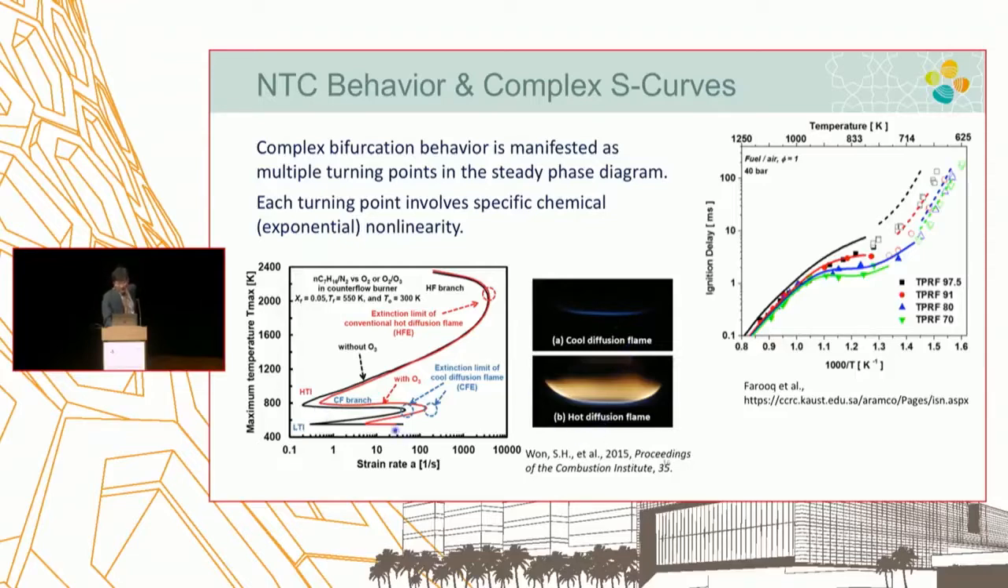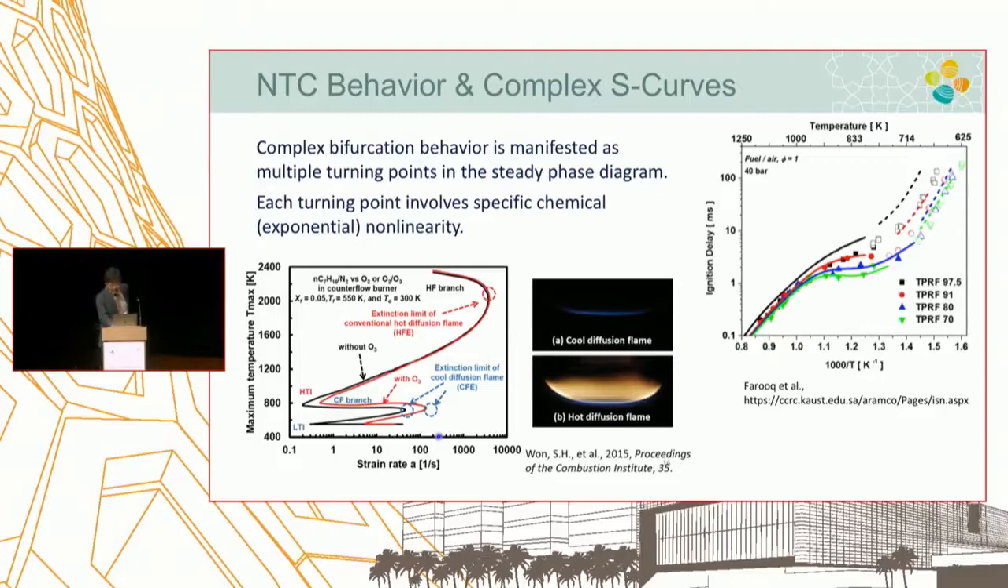So this is a very intricate experiment. You can actually realize inside the lab to have this cool diffusion flame and hot diffusion flame. And this sophisticated dynamics can be captured by these multiple branches of the turning point. So in summary, this S-curve dynamics is real, and you do have all this, however complicated, you can reproduce that in any complex chemical system.